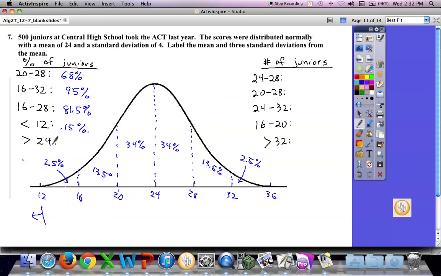And how about the greater than 24? Meaning greater than the mean. How much data should be in there? 50%. It's symmetric. The greater than 24, it's on your sheet.